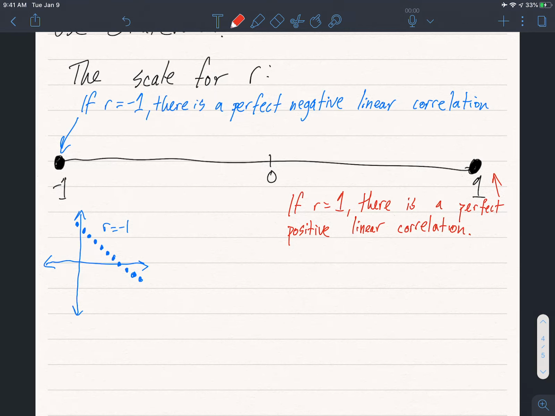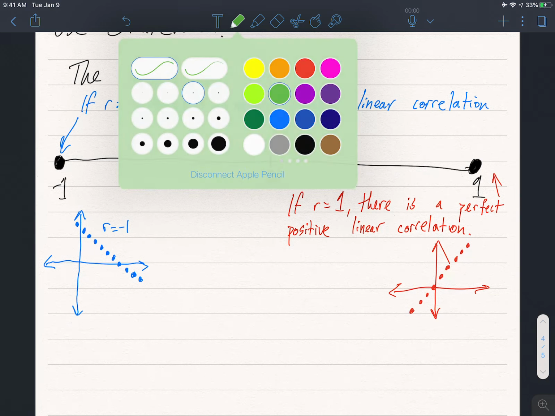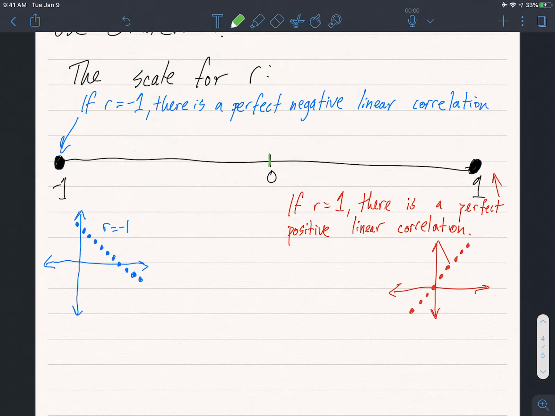What does that mean? Again, I'll show the picture. If there's a perfect positive linear correlation, that means that your dots are situated in a line that is perfectly straight and positive, meaning it increases. What about this case? What if we're dead center? So if -1 is a perfect negative linear correlation, +1 is a perfect positive correlation.